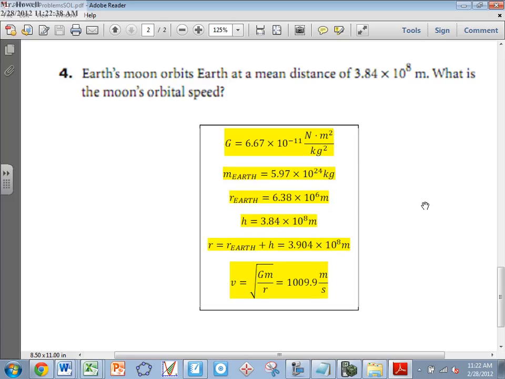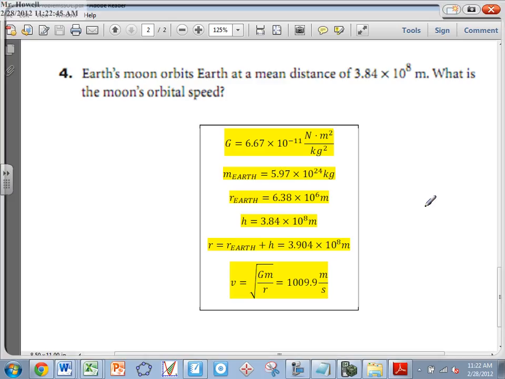Okay, this is the next one that's different. This is the difference here. So let's take a look. Now this is the difference here again. Notice what I circled on the board. It does not say mean radius. It does not say orbital radius. What does it say? Mean distance.